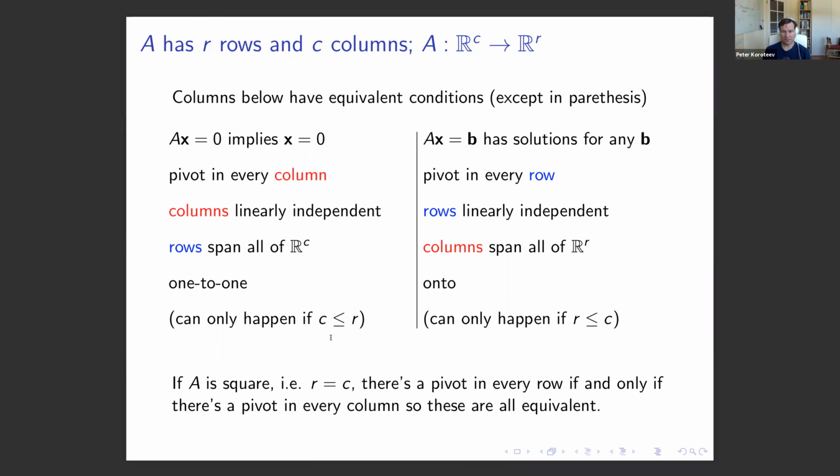There's a certain inequality on the number of columns and number of rows, which we'll discuss later. So this can only happen when the number of columns is not greater than the number of rows. And this can happen when the opposite happens, when the number of rows is not greater than the number of columns. And if they're equal, then we have this special situation, a square matrix with a pivot in every column. So all these conditions are equivalent.